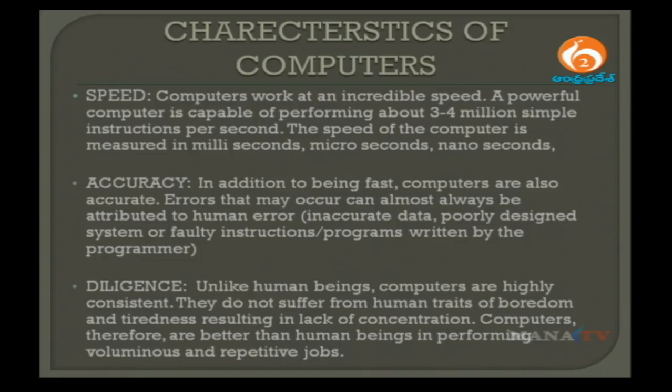I want you guys to review the sentence once again. Accuracy: in addition to being fast, that is, after your computer being fast, computers are also accurate. That means you should give them the right command. Errors that may occur can almost always be attributed to human error, inaccurate data, poorly designed system, or faulty instructions and programs written by the programmer.